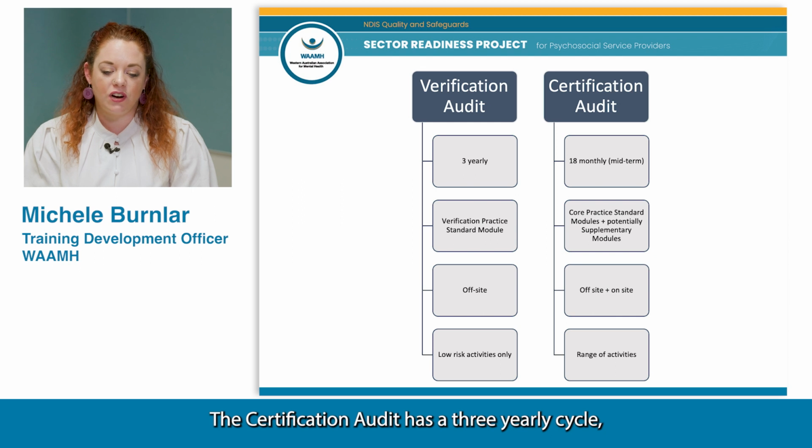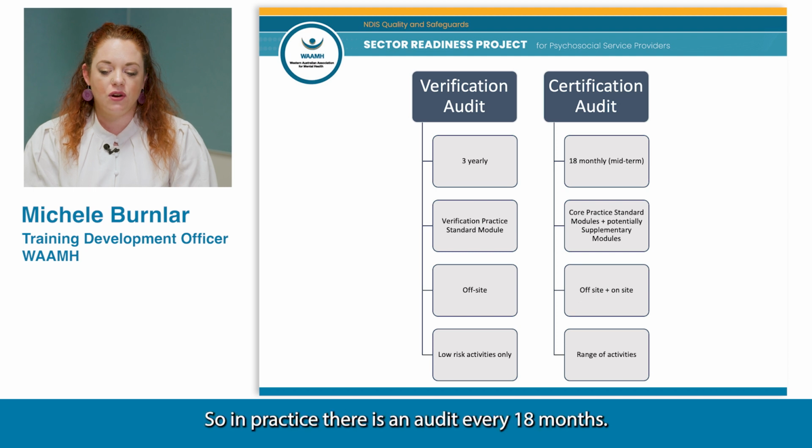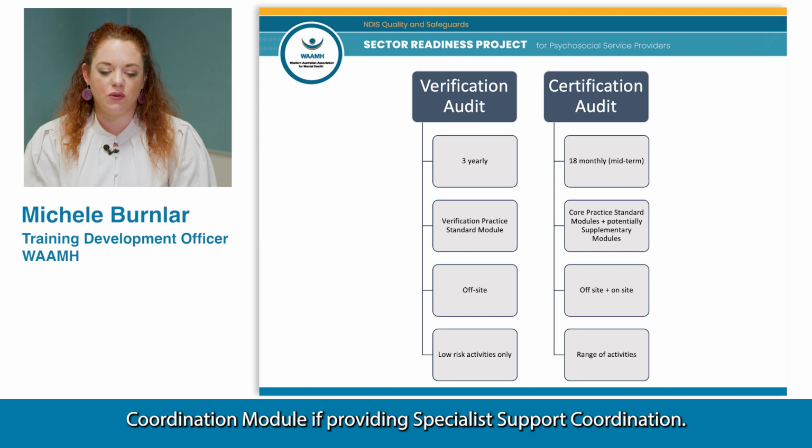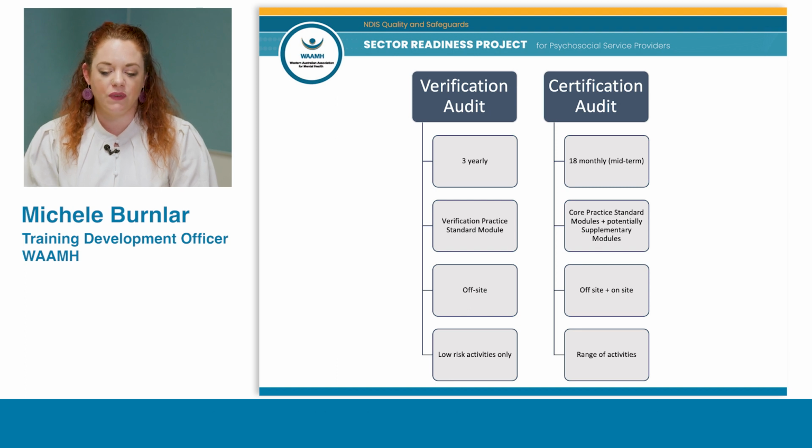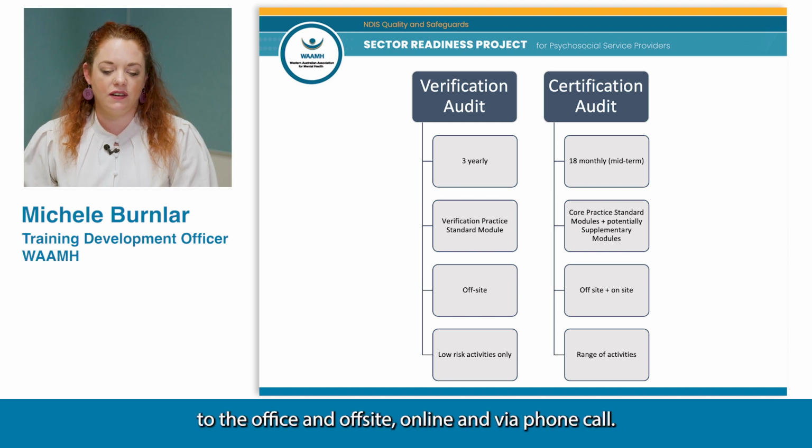The certification audit has a 3-yearly cycle, but with a mid-term audit at 18 months. So in practice, there is an audit every 18 months. The requirements that must be met are at the very least the core practice standard modules, but may also include other modules depending on activities undertaken. For example, Module 2A if providing behaviour support, or the Specialist Support Coordination module if providing specialist support coordination. They are conducted both on-site, visits to the office, and off-site, online and via a phone call.